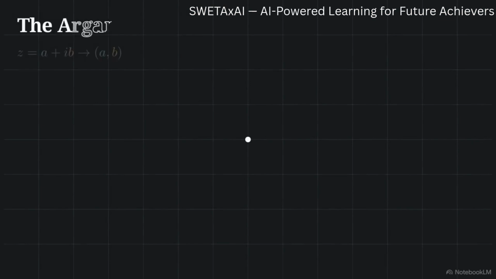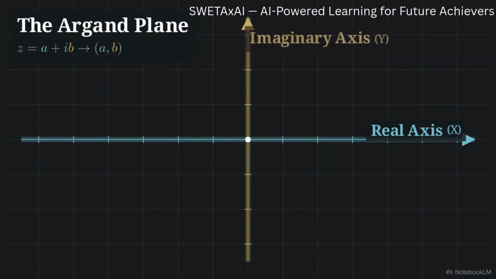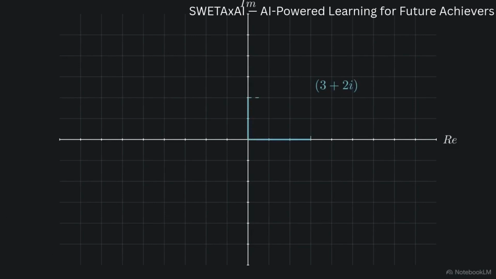This visual translation happens here, on the Argand plane. The horizontal axis measures the real component, and the vertical axis measures the imaginary component. Under this framework, every complex number, written as z equals a plus ib, acts as a precise set of coordinates. Take 3 plus 2i. The real part is 3, the imaginary part 2, mapping exactly to the first quadrant. -4 plus 5i lands in the second quadrant. -2 minus 3i drops into the third, and 6 minus 4i locks into the fourth.